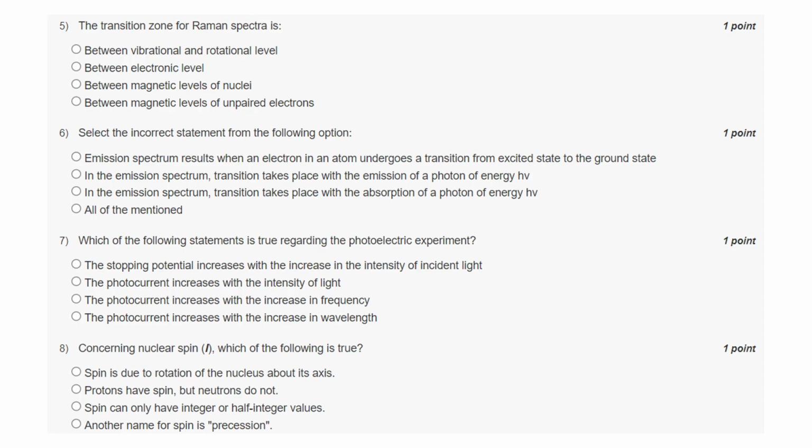Okay. Now question number five. Question number five says that the transition zone for Raman spectra is between vibrational and rotational levels, between electronic levels, between magnetic levels of nuclei, or between the magnetic levels of unpaired electrons. The answer is actually vibrational and rotational levels.